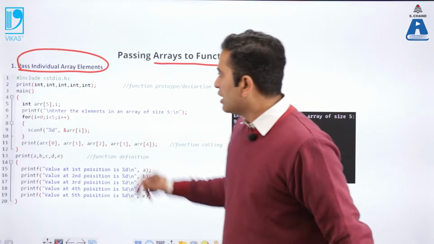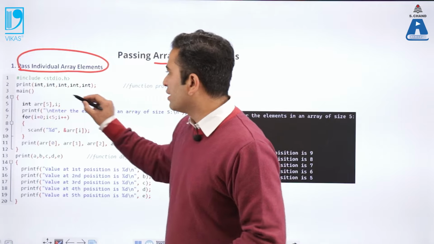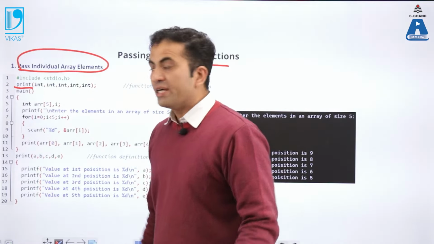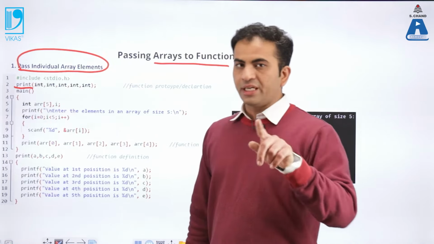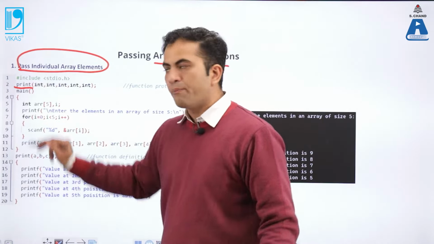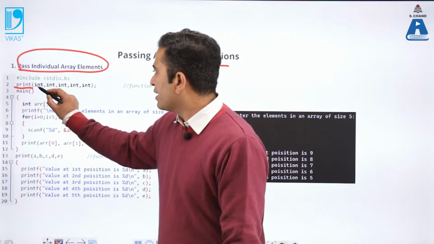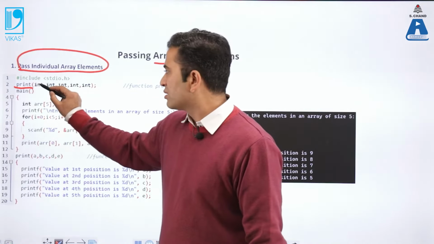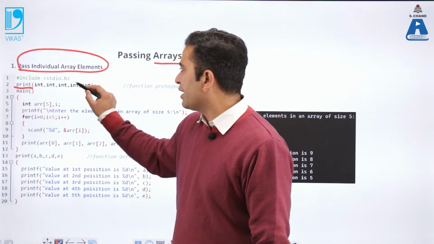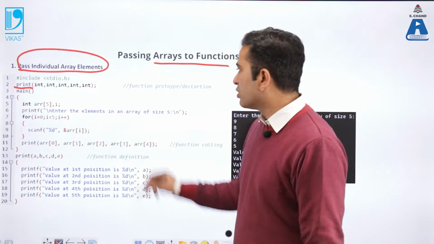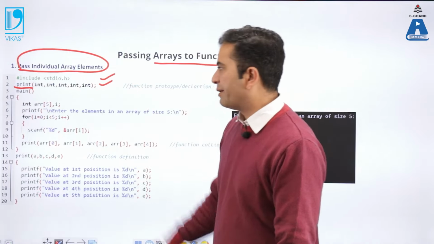So how? Let's have a very simple example. This is print, point to be noted. Print is not a keyword, printf is a keyword. So that's why I can use print as the name of a function here, and there are 5 parameters. I am using int, 5. All the 5 parameters must be of integer type. So this is called the function prototype.